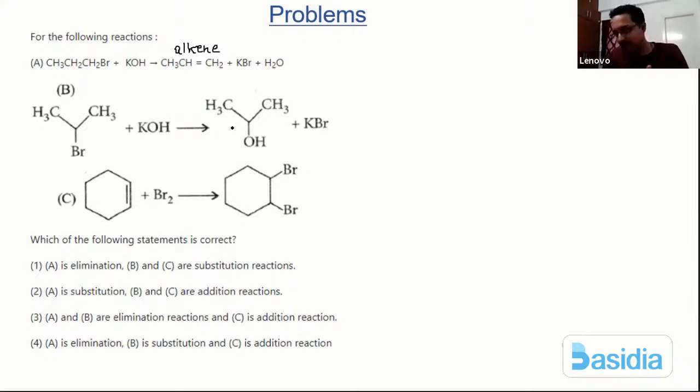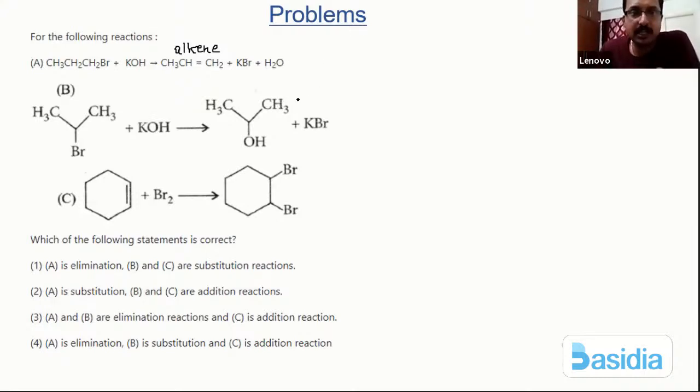We are seeing three reactions here. We need to identify which category a particular reaction belongs to, whether it is an elimination, substitution, or addition reaction. Like that we need to categorize them. So let us start solving this question. You have 30 seconds. Almost time is up, right?